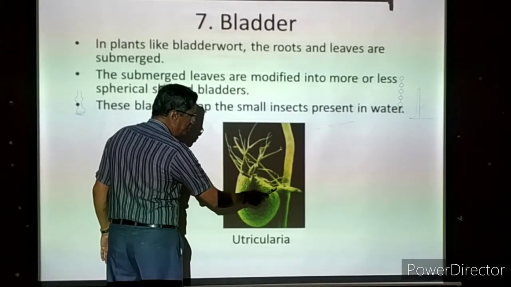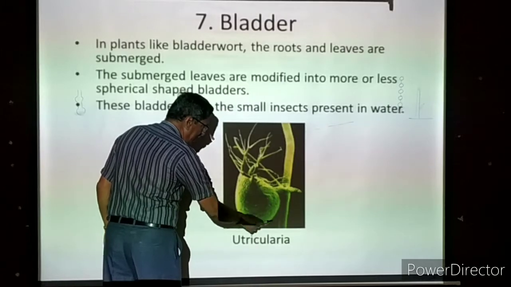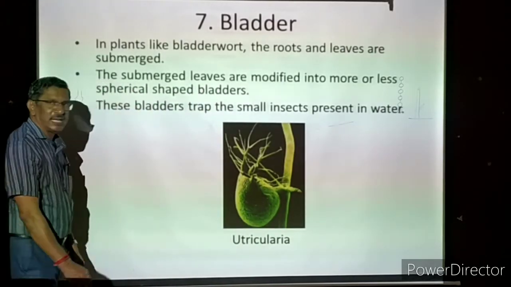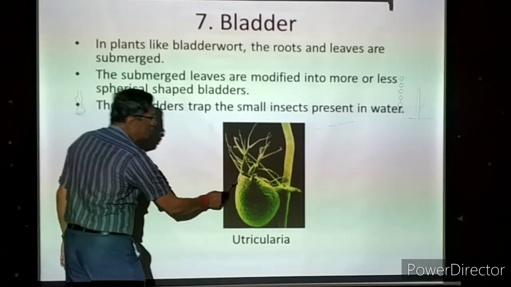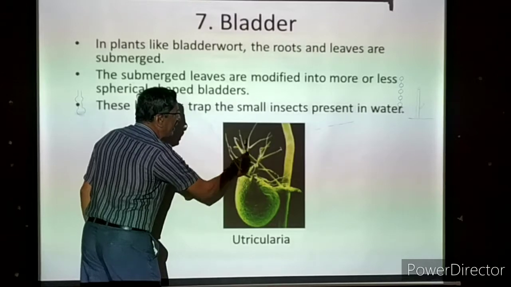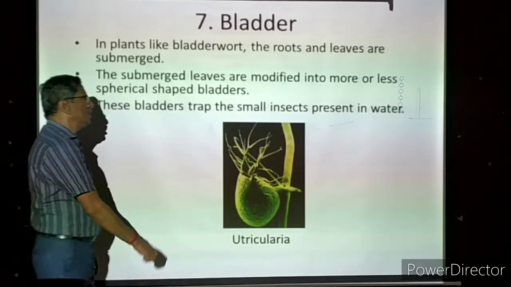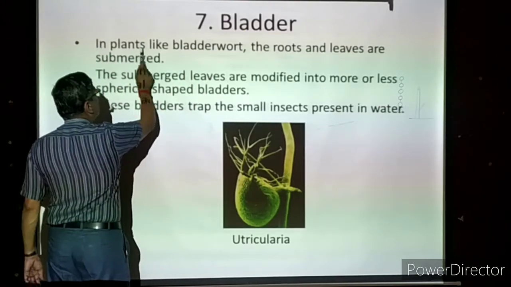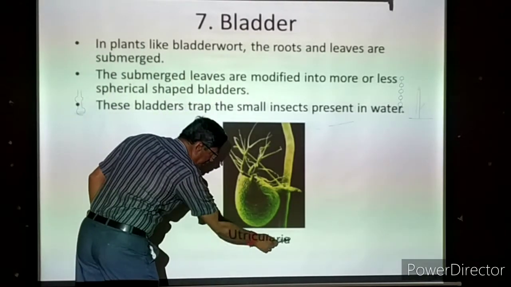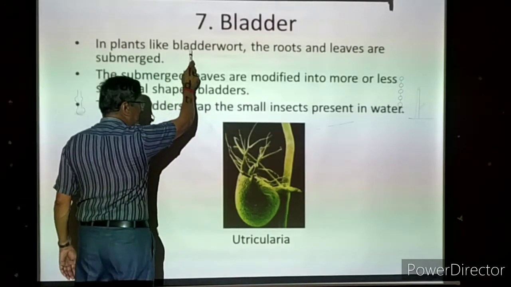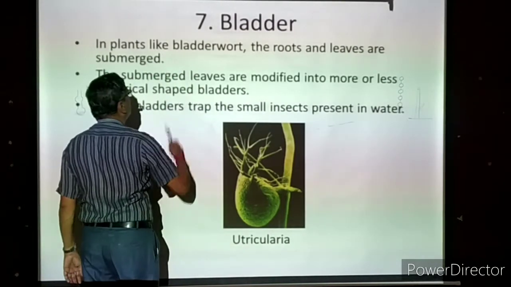Now here the petiole is there. The lamina is modified into a more or less spherical bag-like structure. Now this spherical bag-like structure has a narrow opening here, one narrow opening with a lot of tentacles at the mouth region. So that is called a bladder. So a plant like bladderwort is nothing but Utricularia. Both are the same. Bladderwort is the common name. This is the botanical name, Utricularia.